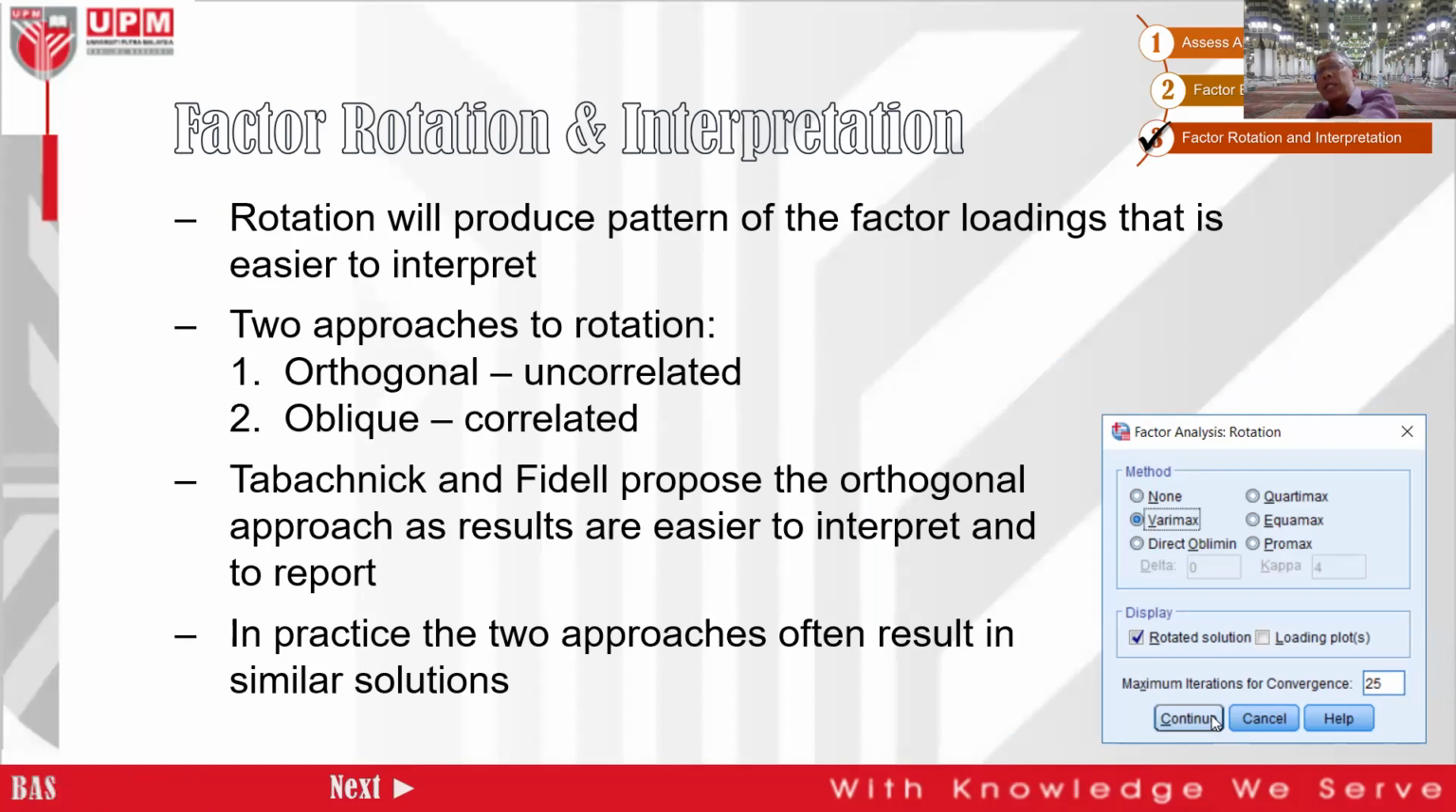So we will be using the orthogonal method, which is the uncorrelated, and the specific method to be applied is varimax, in order to make sure that we get a more meaningful and easy to interpret result. So we go for the orthogonal method, the uncorrelated, and specifically we go for varimax. So in this case, we just need to tick this option here, you see, varimax, and then just click on continue.